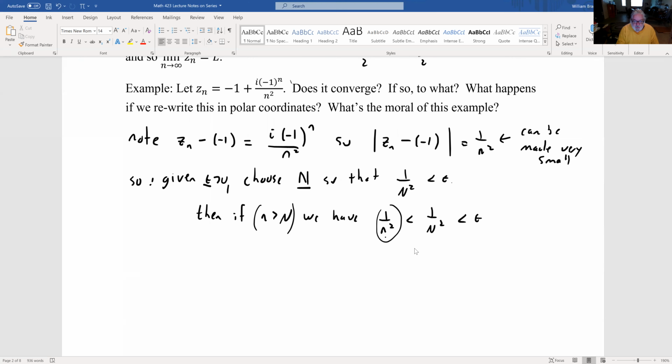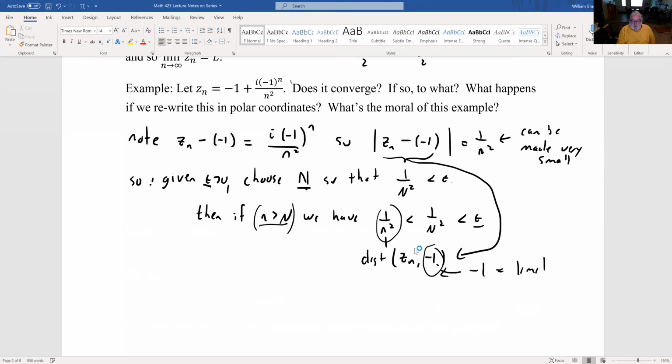And what is this number, after all? This is the distance between z sub n and minus 1, right? Because that's what this is. So what have we shown here? Given any epsilon greater than 0, we can choose a capital N so that 1 over n squared is less than epsilon, which means that the entire tail end of the sequence is within epsilon of minus 1, but that tells us that minus 1 is the limit. Great, so it converges, and it converges to minus 1. And this isn't a big surprise. If you make n big, this gets small and it eventually goes to 0.